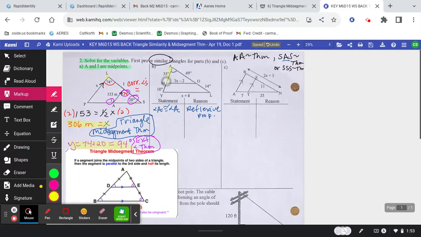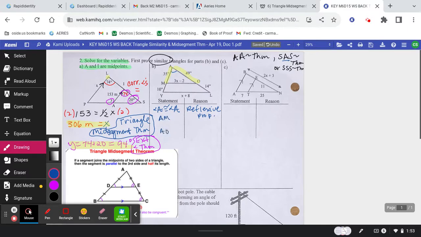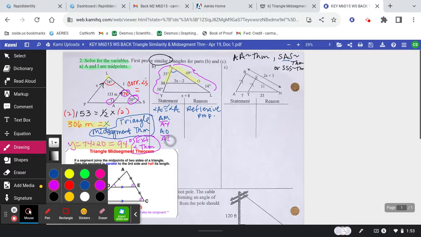We could do AM compared to AO. And that's going to be AM over the full length of the side right here. This is going to be called over AY. And then over here, the full length of this side is going to be AL. So let's go put the numbers that go along with that.